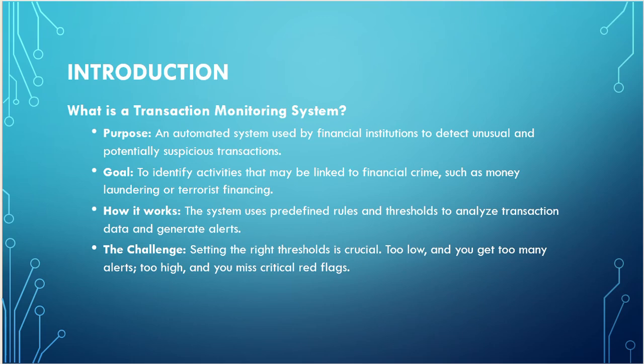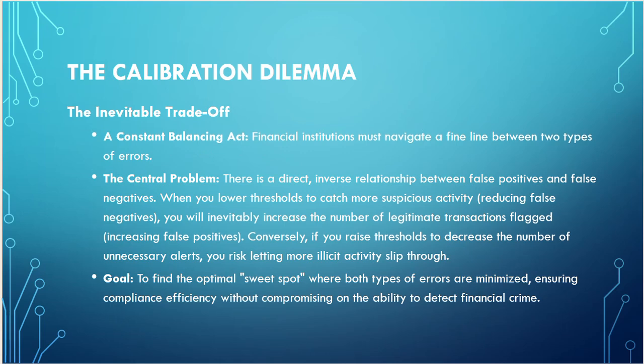The challenge is that setting the right threshold is crucial and important for banks to reduce the false positive and false negative rates. If the threshold is too low, you may get too many alerts, and if it is too high, you miss critical red flags from the system. So we need to calibrate and do threshold tuning continuously, and identify what threshold amount we should set in the system. Let's move on to the next slide.